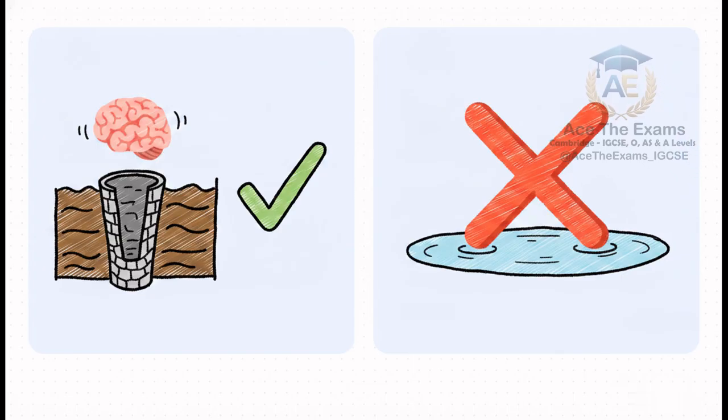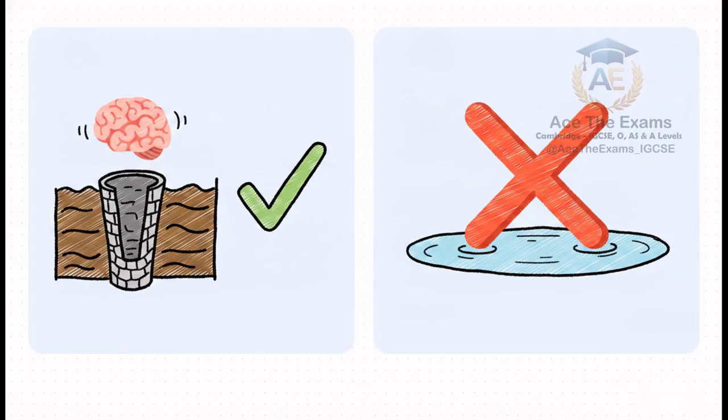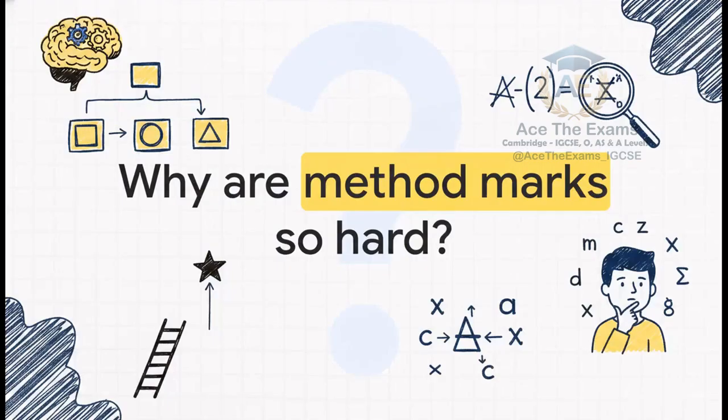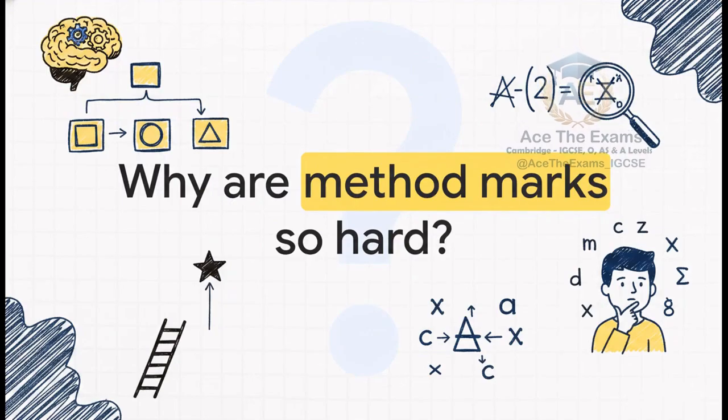Even in math, your point is identifying the relationship. Your evidence is the data points from the table. Your explanation is the algebraic manipulation, and your link is tying that final constant back to the original equation. So, why do students find multi-stage analysis and method marks so incredibly hard?